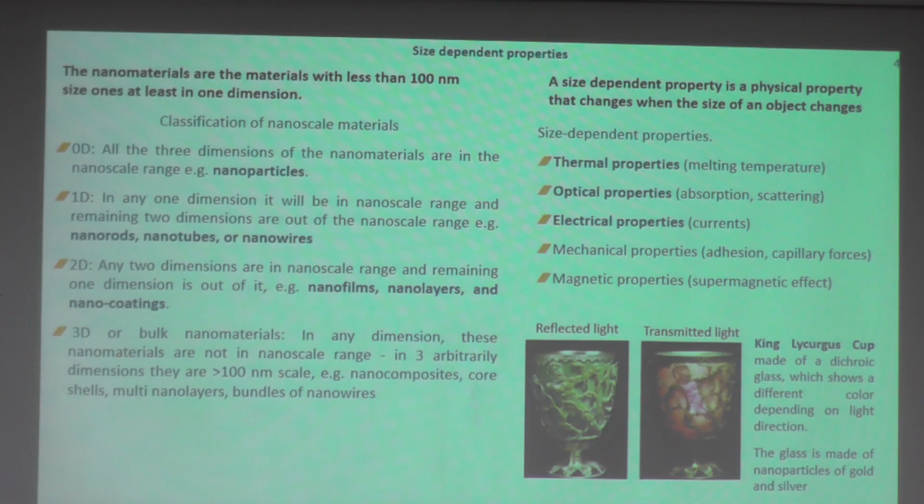And here I would like to show you one example. Maybe you know about the Lycurgus cup. It is made of dichroic glass, and it shows different colors if you reflect the light or if you transmit it. And this glass is made of nanoparticles of gold and silver. So it's a very nice example to see how the size of materials changes their properties.